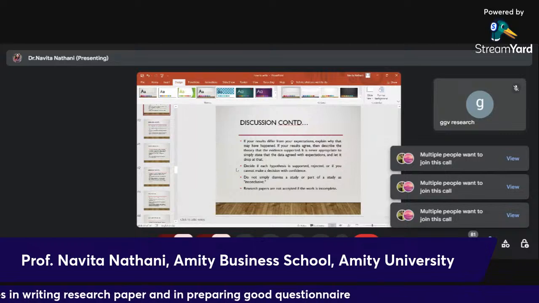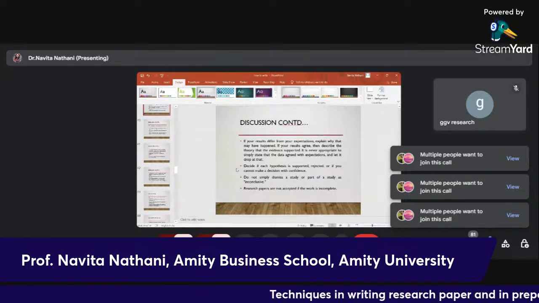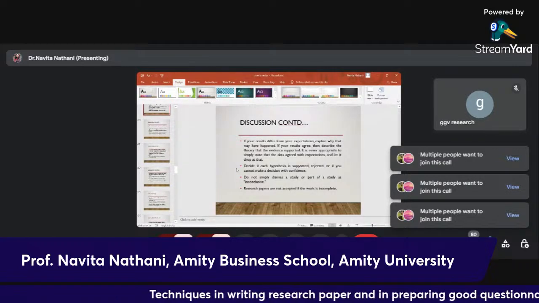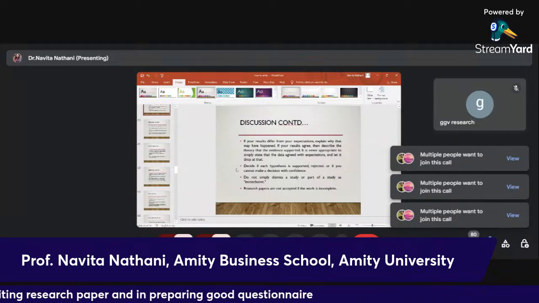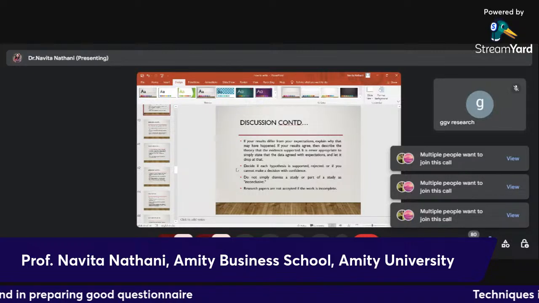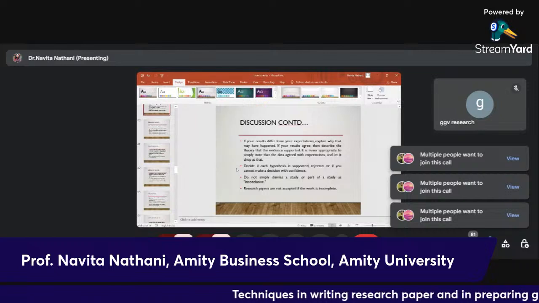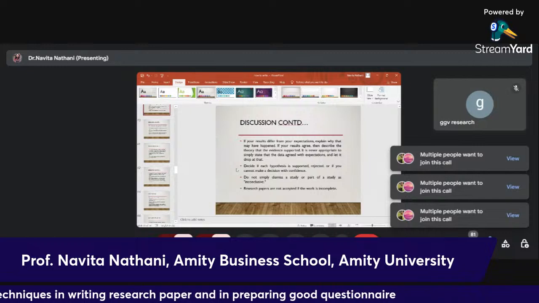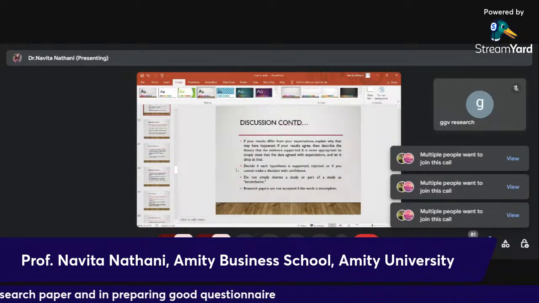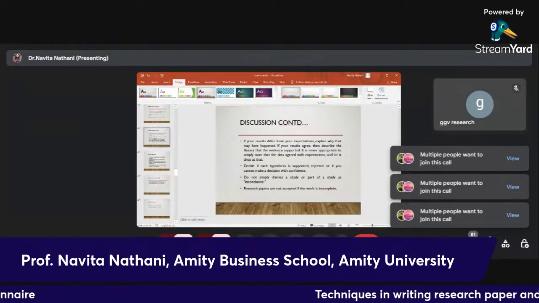If you have made H1, that is the alternative hypothesis, whenever I asked to make hypotheses, then the results are not rejected. They should be supported. Either the hypothesis is supported or not supported. Whenever you're writing H0, then either it is rejected or not rejected. So this is how you have to write the words. You have to be very careful while choosing these words. Do not simply dismiss a study or a part of a study as inconclusive. A research paper is not accepted if the work is incomplete. So that is also very important.